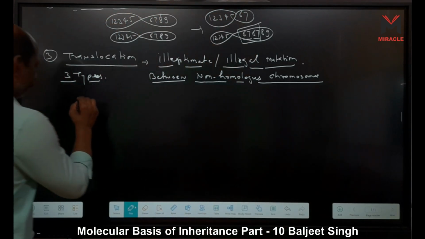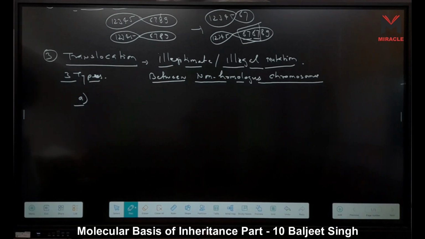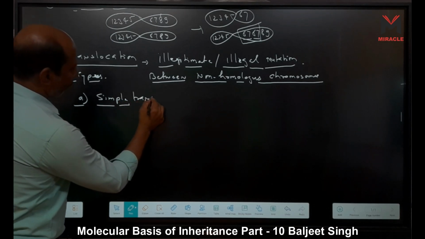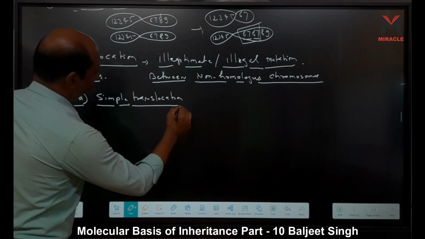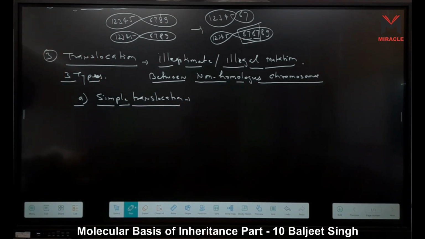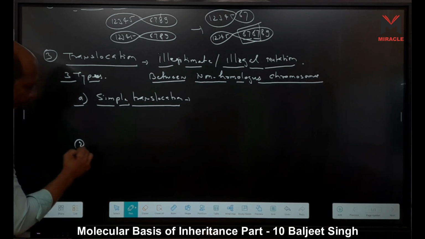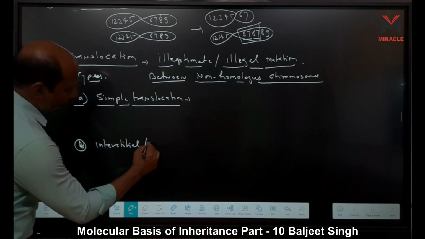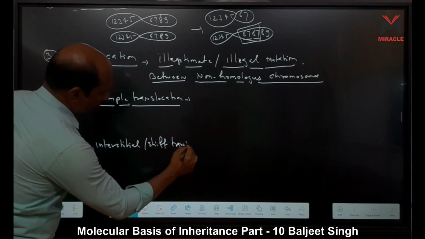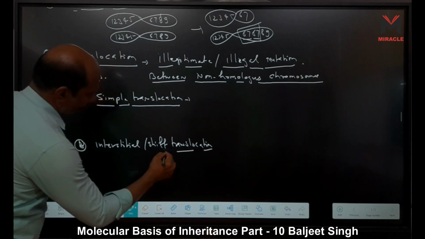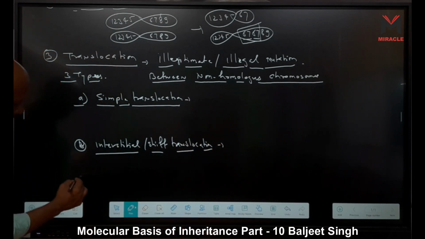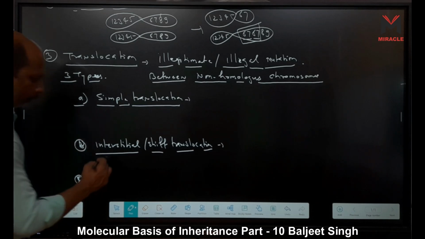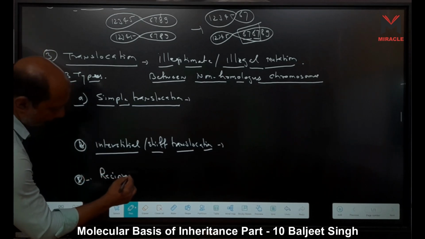Okay. So first one is simple translocation, that is A. Second, interstitial or shift translocation, that is B. And third, that is C, you can write here C, this one is reciprocal translocation.